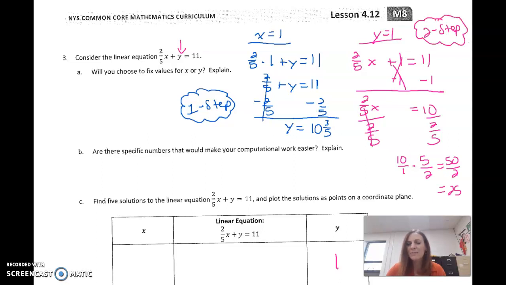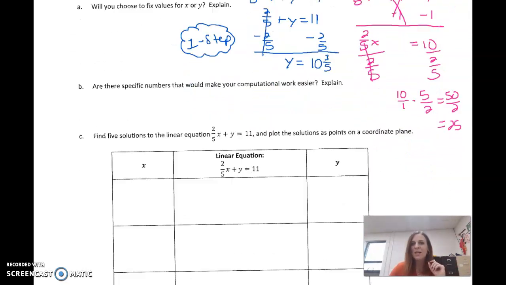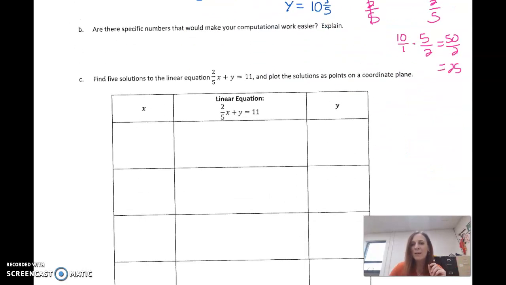So a lot of times, if you have a variable all by itself, that's the one you want to solve for. Meaning, if I put values in for x, it's always going to be a one-step equation. Once we multiply here, it's going to be a one-step equation. So you can keep that in mind. But are there specific numbers that would make your computational work easier? That computation is just the adding, subtracting, multiplying, and dividing. Are there numbers that would make that easier?